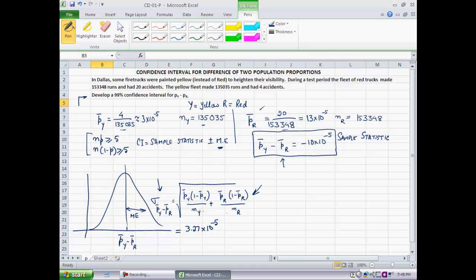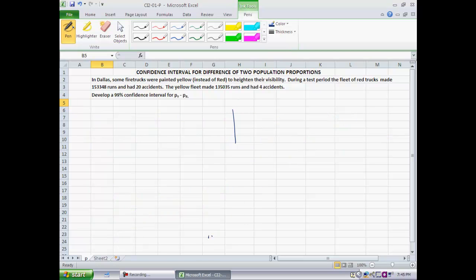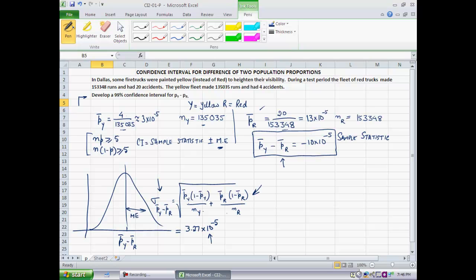And if you work out the math, if you plug in the value of P bar Y, P bar R, and the respective sample sizes for the yellow and red trucks, you will end up with 3.27 times 10 to the minus 5. I hope I did my arithmetic correctly, but I have checked it, so that's what it turns out to be, 3.27 times 10 to the minus 5. That is what one standard deviation is.